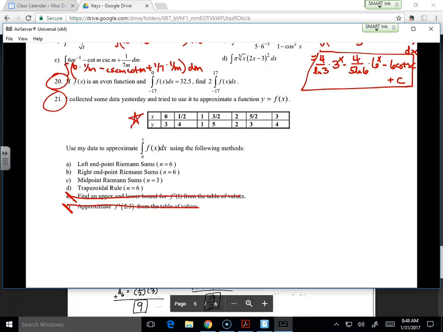Left, right, midpoint, or trapezoidal? Who don't you like? Trapezoidal? C or D? Okay, let's do midpoint, and then maybe we'll do trapezoidal. I think we might have time. I'm just going to set it up.